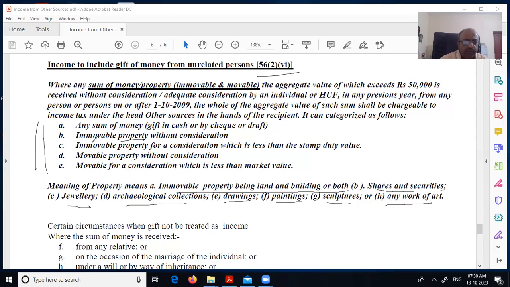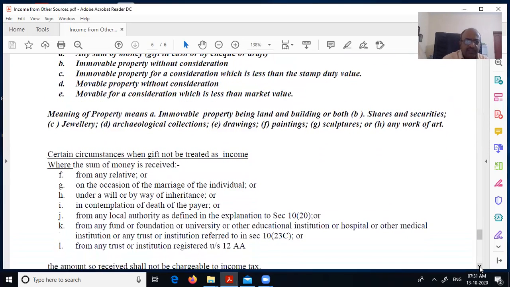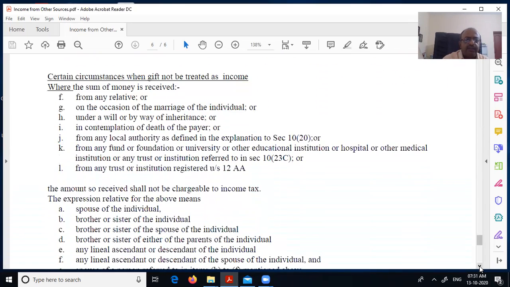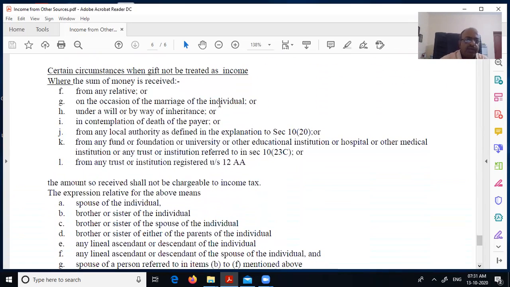Under immovable, it is only this. But the other one is movable: shares, jewelry, archaeological collection, drawings, paintings, sculptures, or any work of art. So we look at it in detail. This one we have to look at really in detail. But there are certain situations where it will not be treated as income when it is received as a gift.